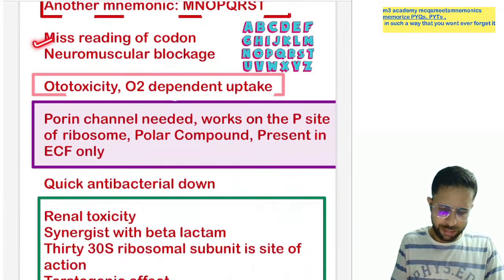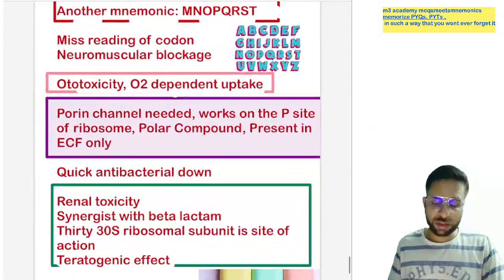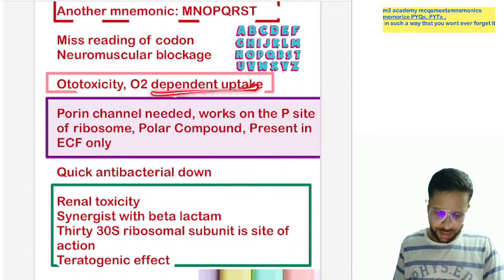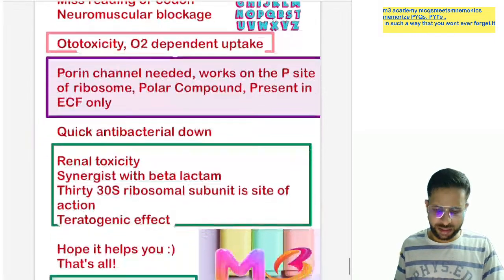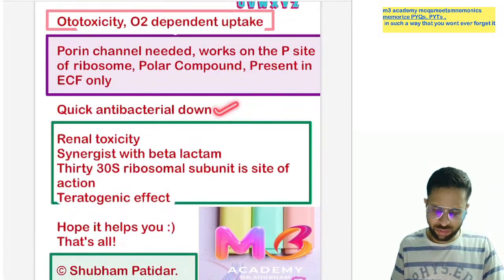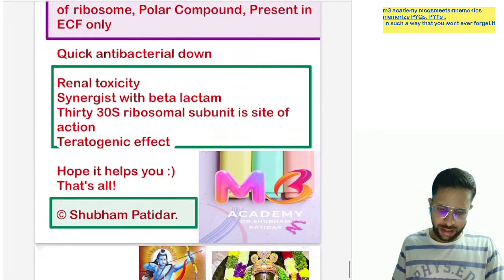So M means misreading of the codon, N means neuromuscular blockade it causes, and yes, it causes ototoxicity, O2 dependent uptake. Yes, porin channel is needed to work. Yes, and it works on the P site of the ribosome. This is a polar compound, so not absorbed orally, present in ECF only. Yes, Q means quick antibacterial action because this is a cidal drug, and it has renal toxicity, synergistic with beta lactam.